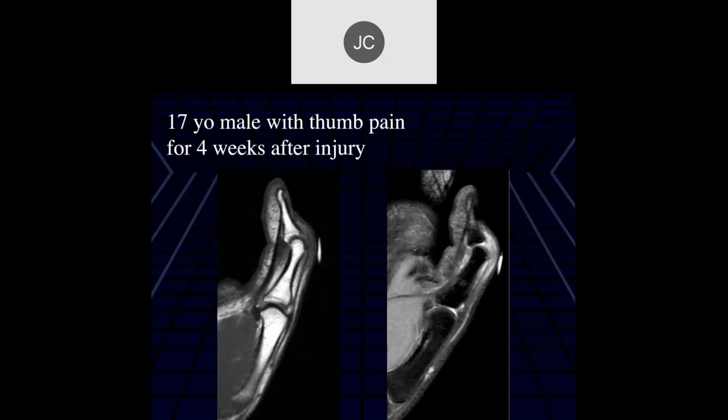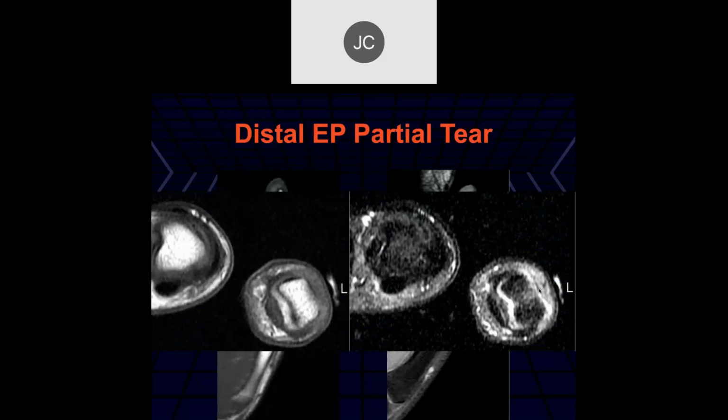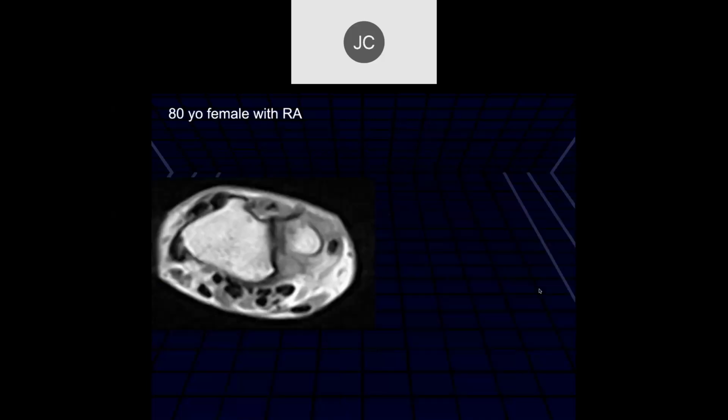Robert. All right, so we have a 17-year-old male with thumb pain for 4 weeks after injury. Looking at that IP joint dorsally, there's a lot of soft tissue edema. I can't really see the distal insertion of the EPL, so I'd be concerned about at least a tear there. If you follow it down, there's no retraction of the tendon, so this was a high-grade partial tear at its insertion.